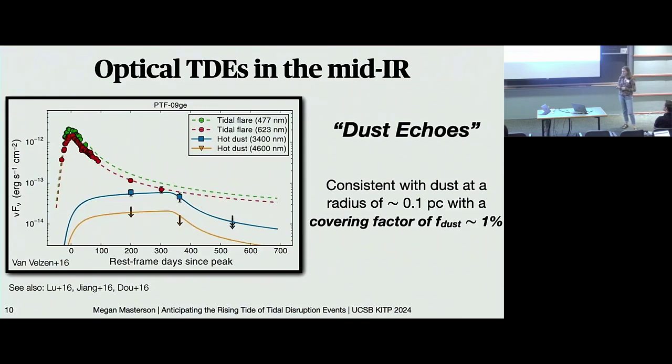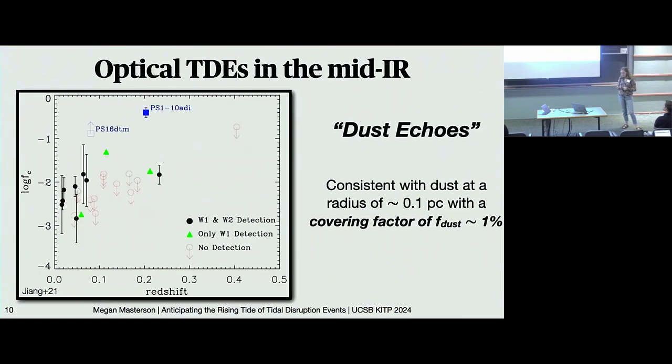And so it's consistent with dust that's at roughly 0.1 parsecs with a covering factor on the order of 1%. Since then, there's been follow-up work that has looked at a larger sample of optically selected TDEs from more recent data and found that this kind of 1% dust covering factor seems to be relatively universal in the sources that have been detected.